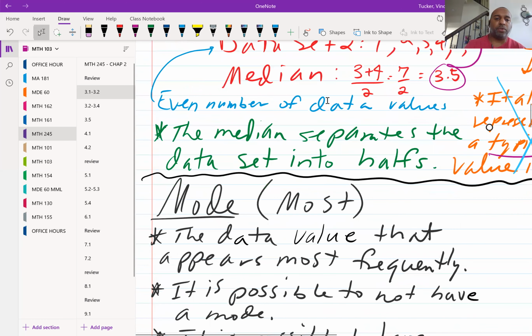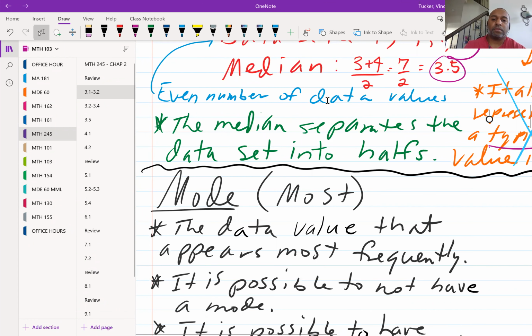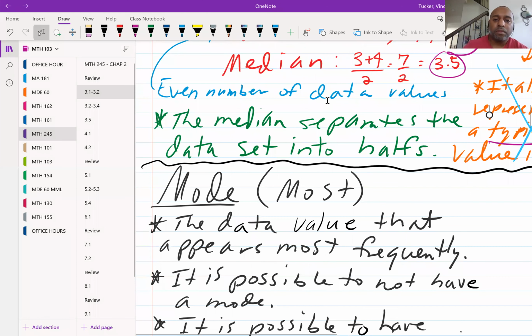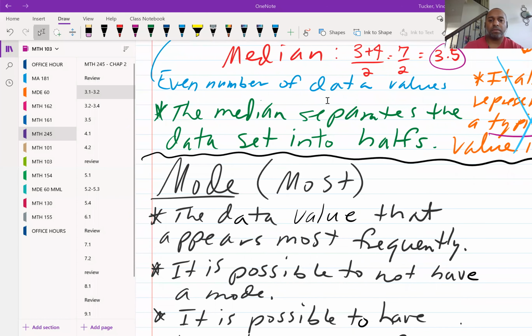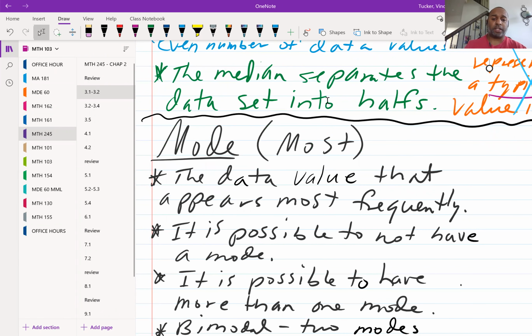Next one, the mode. You can think about most. When you think about the mode, it's the data value that appears the most frequently. It is possible to not have a mode. It's also possible to have more than one mode.